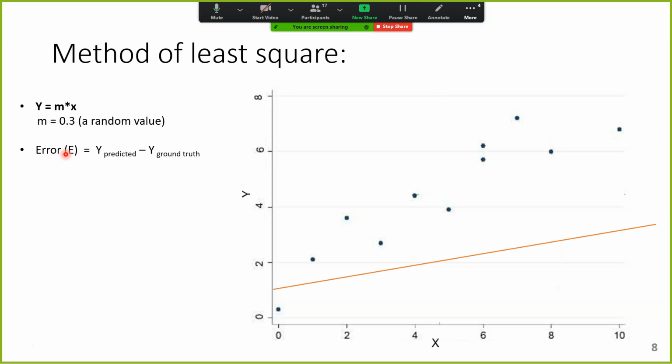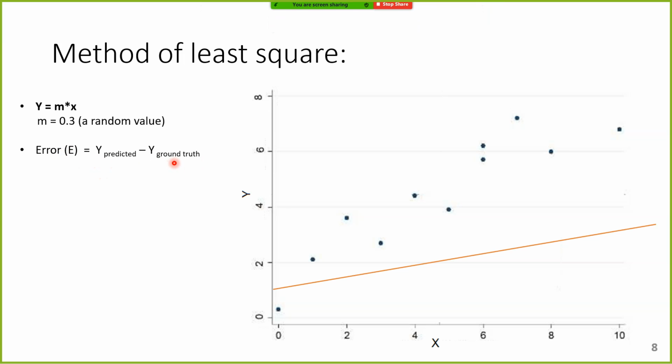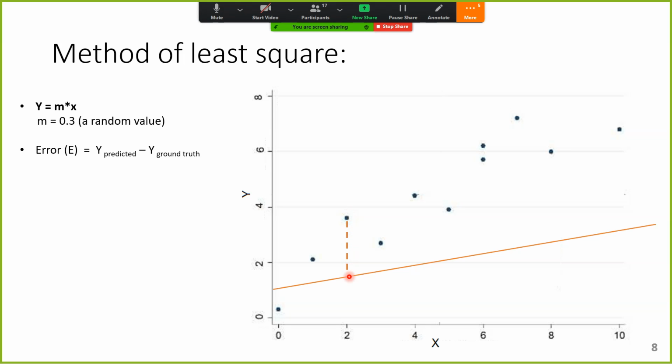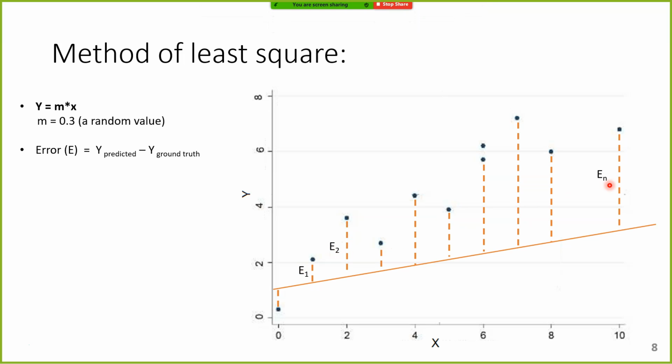Then we expressed the error value as y predicted minus y ground truth. Suppose here is a data point. In this case, the ground truth is this data point, and the predicted value would lie somewhere like this. The difference between these two points would be the error. We find the error for all these data points, and then we find the sum of the squares of these errors. Our objective is to minimize this J, that is, the sum of the squares of these errors.